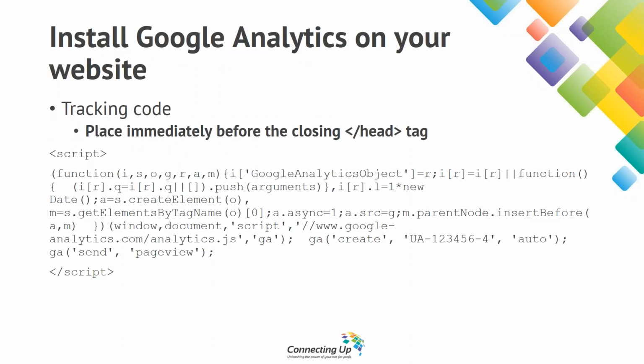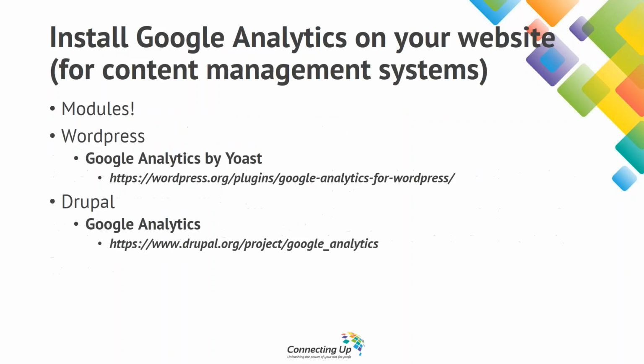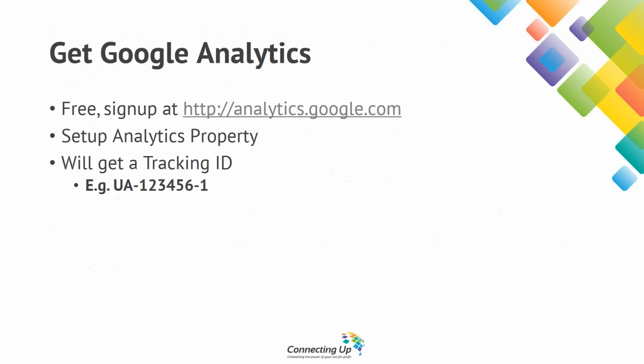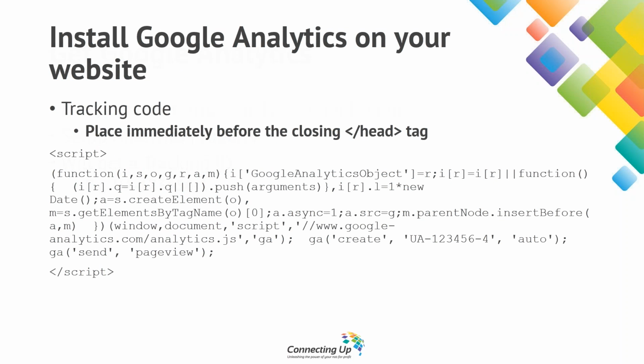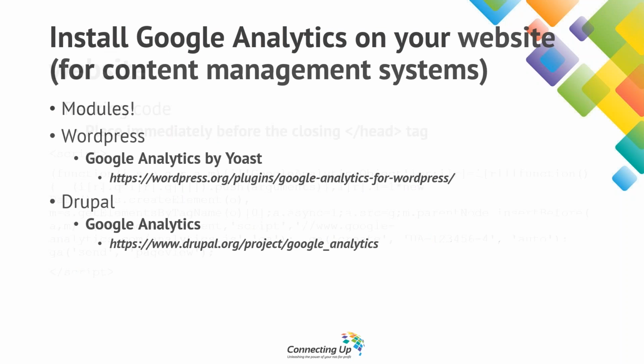If that looks too complicated, what we can actually do is install modules. Much easier. So if you're using WordPress, there's a Google Analytics by Yoast plugin, which is very good. There is a Drupal plugin called Google Analytics, and what they'll do is automatically add the code to every page on your website, and you just add that Google Analytics ID that you saw back here, that UA number. It'll just ask for that and add it to every page on your website so you don't have to.